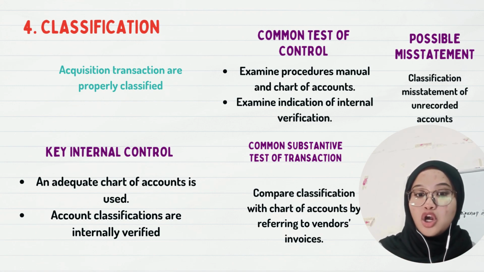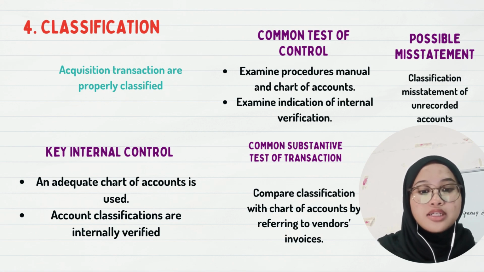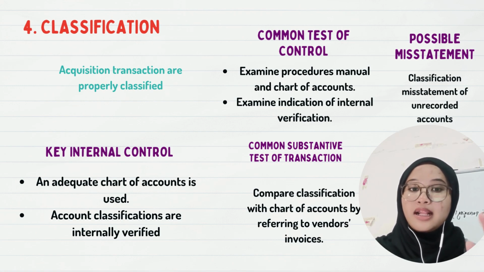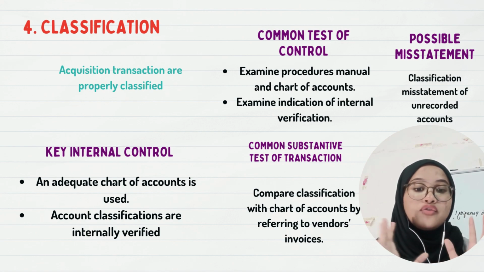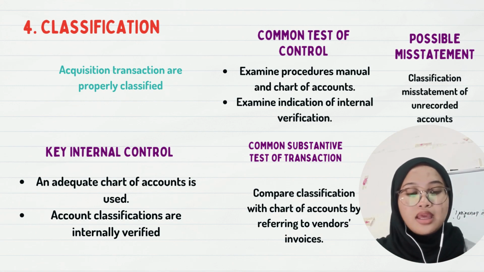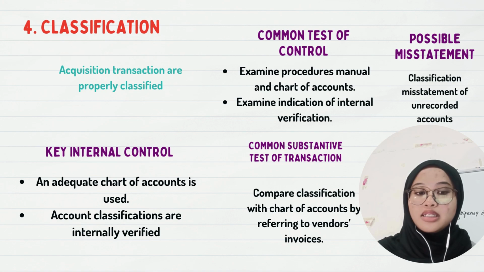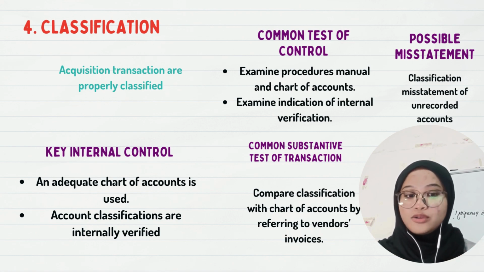Second procedure, common substantive test of transaction. We can compare classification with charts of accounts by referring to vendor's invoice. And possible misstatement that could happen is classification misstatements of unrecorded accounts.